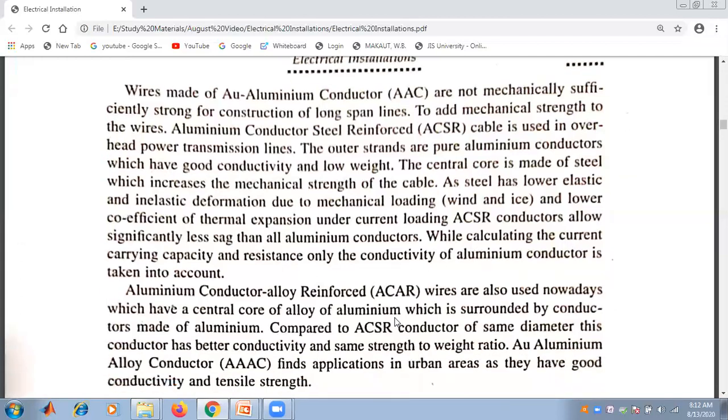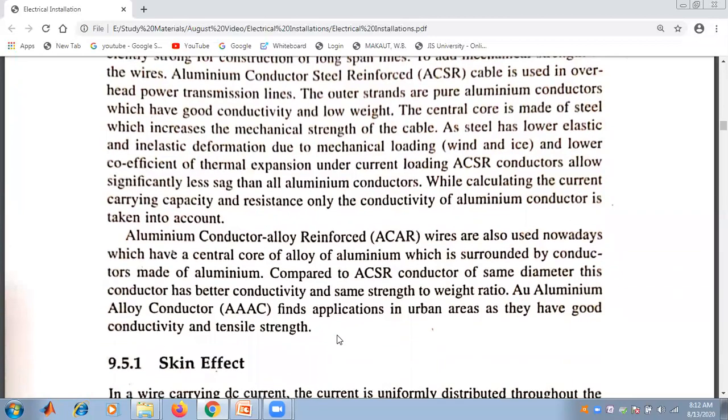So in order to give the mechanical strength of the cable, the core is made of steel, but the current carrying capacity and resistance are determined only by the conductivity of the aluminum conductor, which is taken into account.